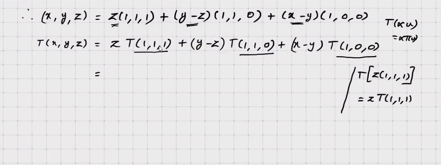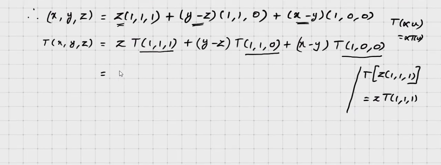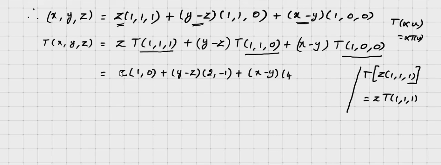So we saw t of 1 comma 1 comma 1 is 1 comma 0. So I am just applying that here. Okay, z into t of 1 comma 1 comma 1 is 1 comma 0, plus y minus z into t of 1 comma 1 comma 0 is 2 comma minus 1, and t of 1 comma 0 comma 0 is 4 comma 3.